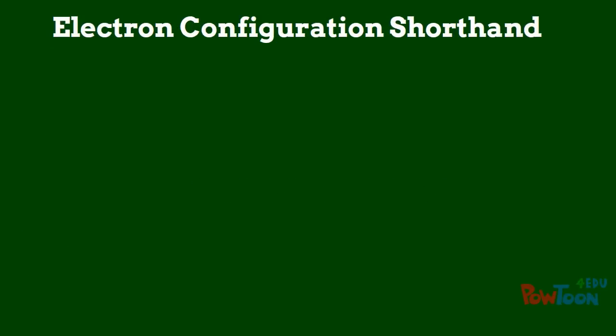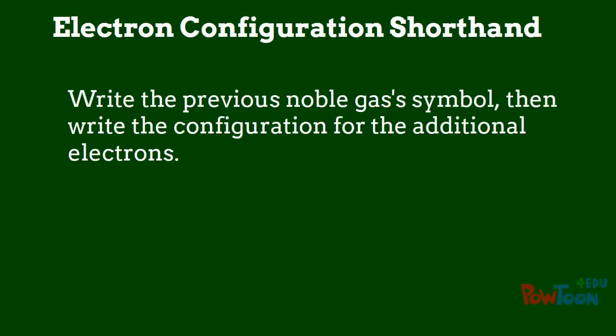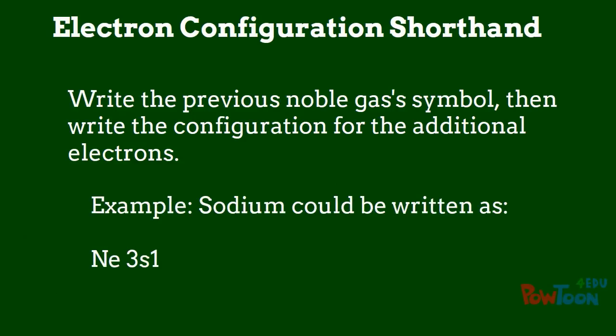There is a shorthand method for writing out the electron configuration. As you can see from the example, large atoms will have very long electron configurations. To make it easy, you simply count backwards on the periodic table and find the previous noble gas, then write that element's chemical symbol. Then write the electron configuration for the electrons beyond the number for the noble gas. For example, sodium could be written as neon 3s1.